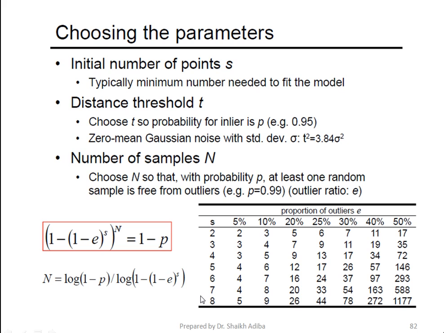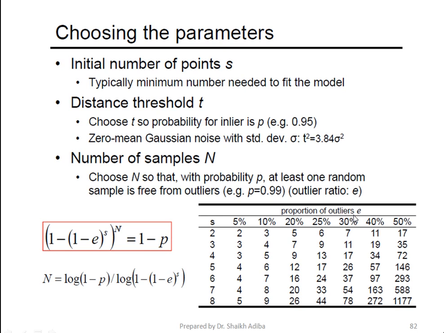Now look at this table carefully. Here we have the probability taken as 1 minus (1 minus E) raised to S, whole raised to n, which gives you 1 minus the probability. So probability will always be subtracted from the value 1 here.